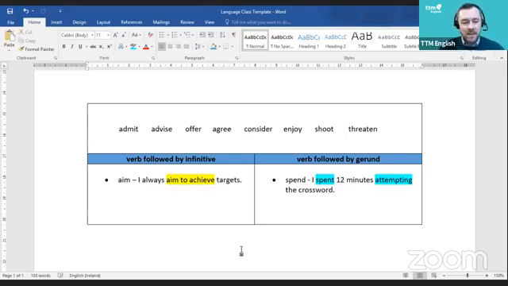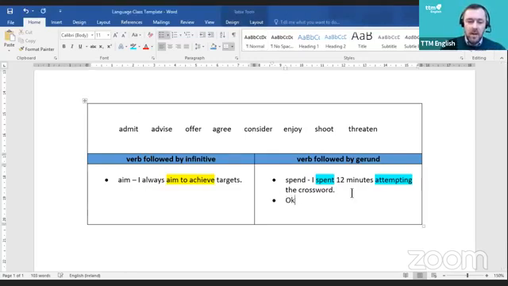Admit, in this case, is going to be a gerund. I admit breaking the window. Now, it can also be, I admit to breaking the window, but that would be tomorrow's lesson where we talk about verbs, and then prepositions, and then gerunds. So in this case, we've got the verb. I know it's not really a verb pattern because it's a gerund, but that's what we call it, a verb pattern.